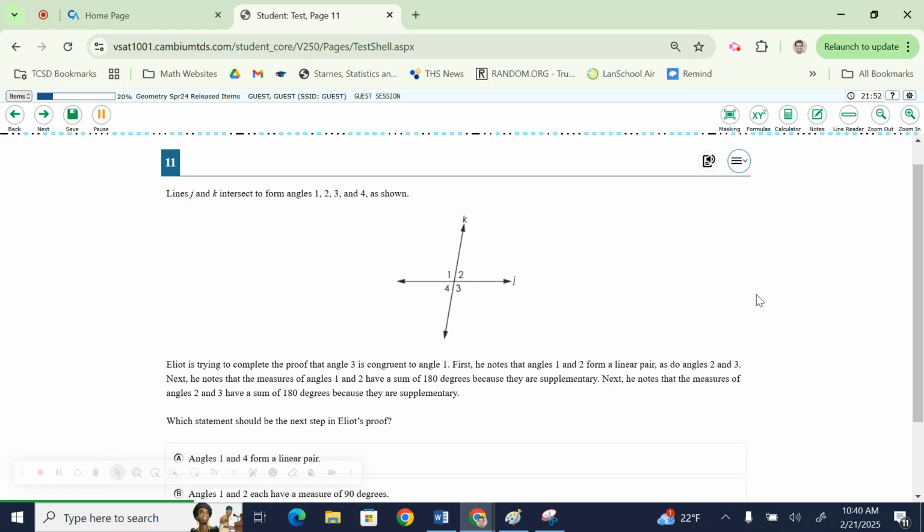Next, he notes that the measures of angle 1 and 2 have a sum of 180 because they're supplementary. Next, he notes the measures of angle 2 and 3 have a sum of 180 because they're supplementary. Which statement should be next in his proof?